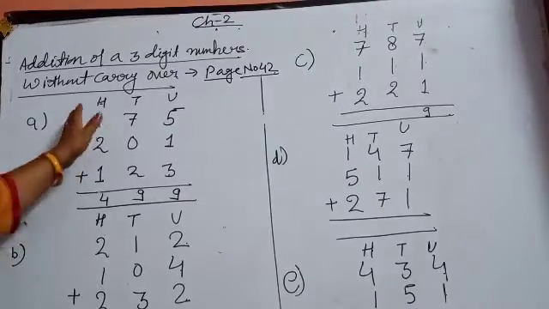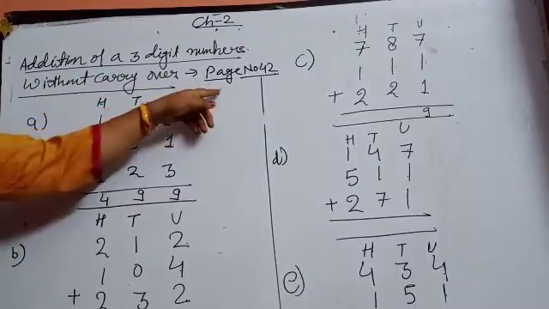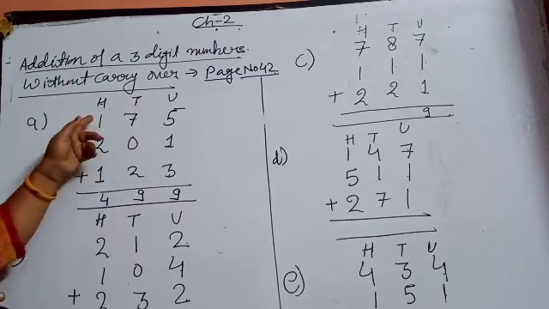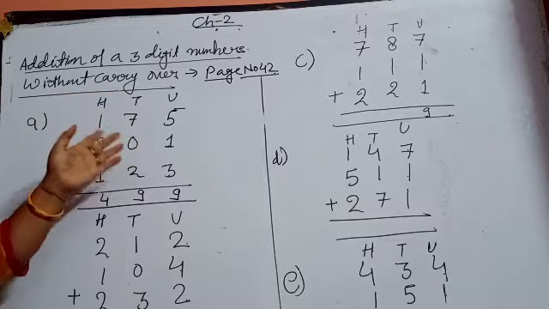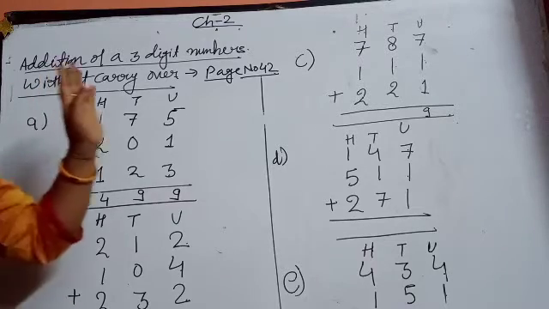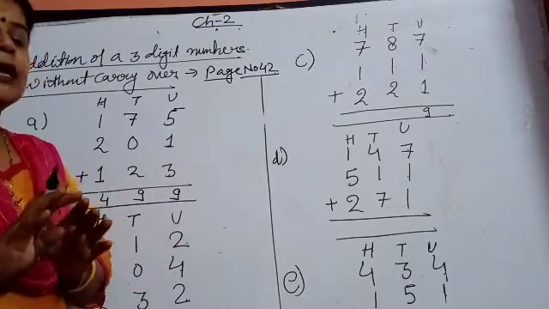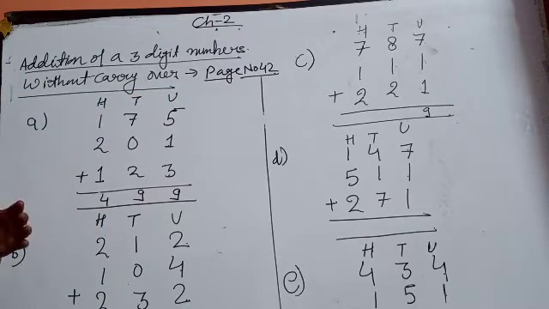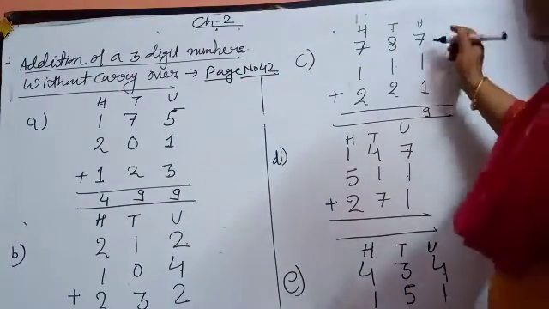Beta, here on page number 42: addition of a 3-digit number with carryover. Few questions are without carryover, and some of the questions have carryover problems also. So don't be confused. Mixed questions are given to you on page number 42. Okay, so no problem. We know how to deal with the carryover problems also.